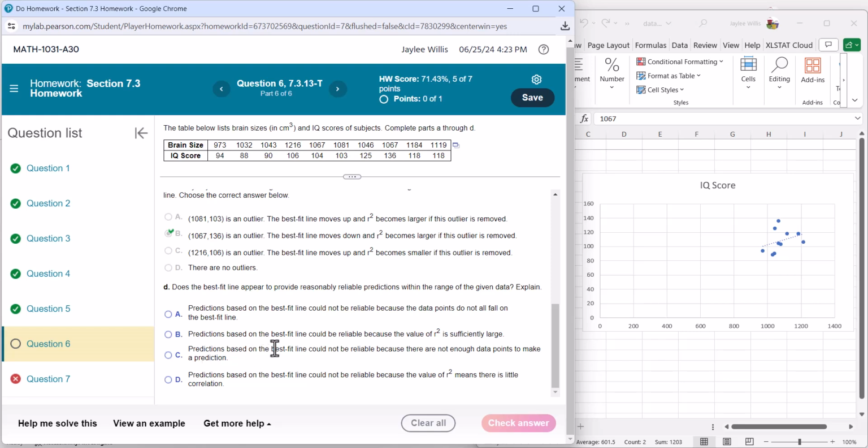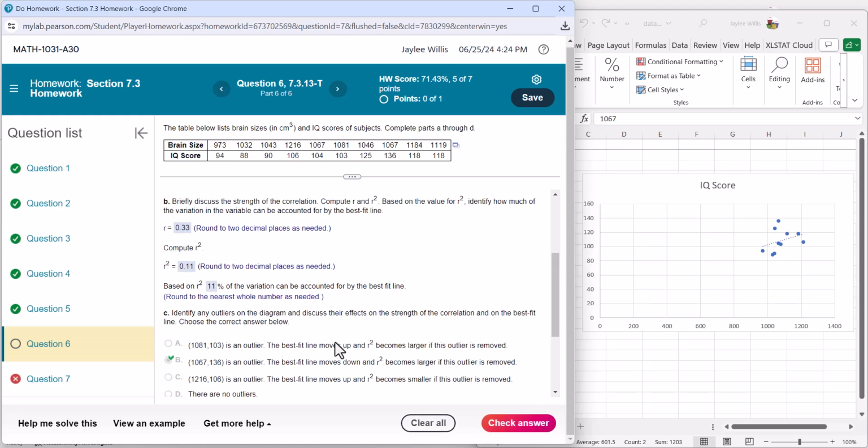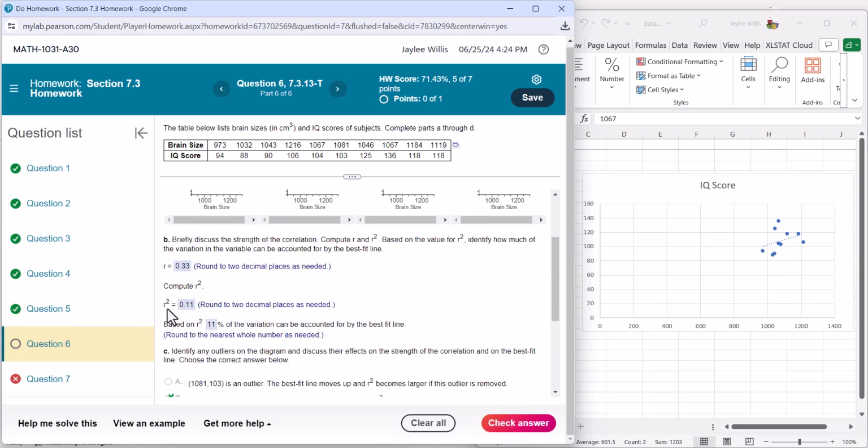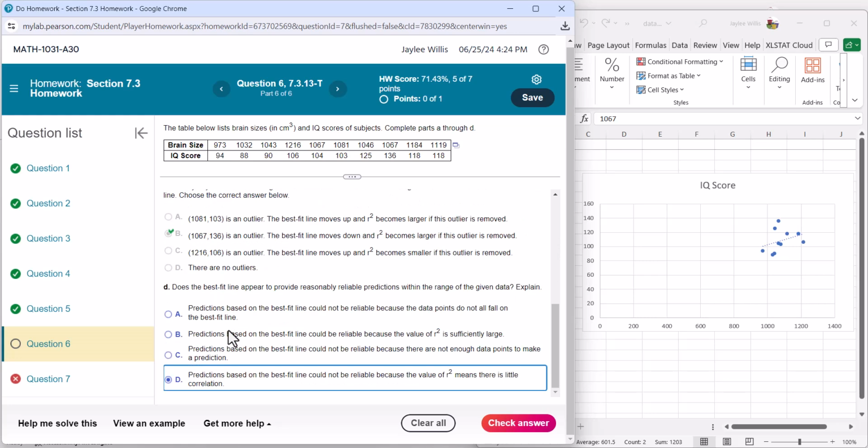Then it says predictions based on the best fit line could not be reliable because there are not enough data points to make a prediction. And then it says predictions based on the best fit line could not be reliable because the value of R squared means there's little correlation. That's going to be the correct answer because having an R squared value that's so low means that the best fit line is not really reliable for predicting other data values. So that's how you would do question 6.